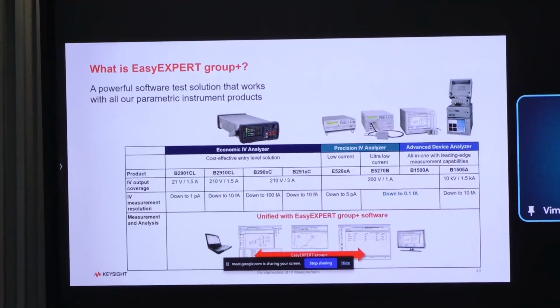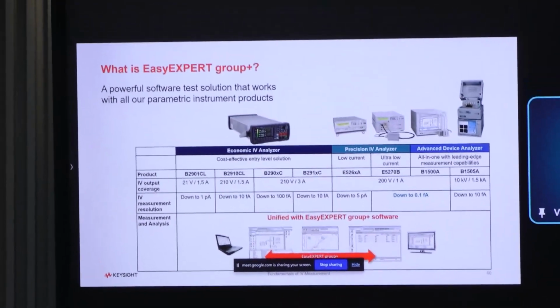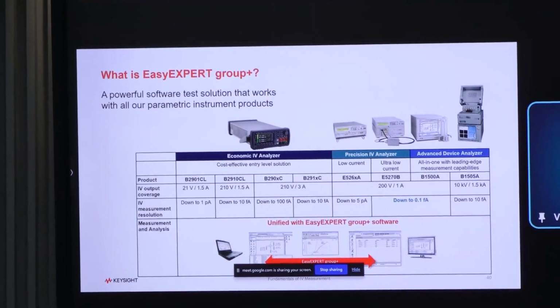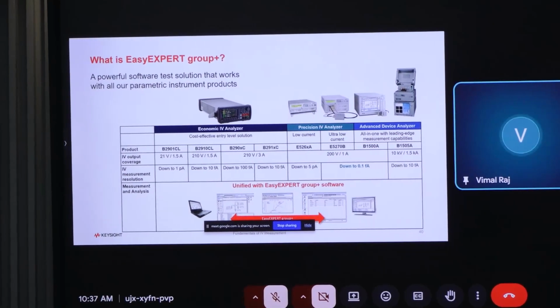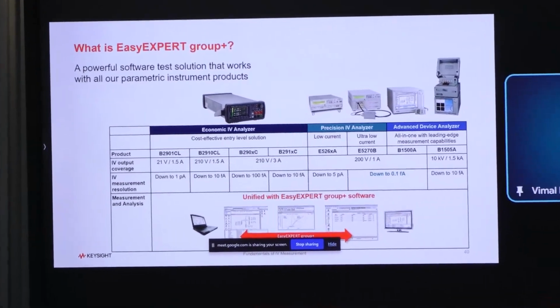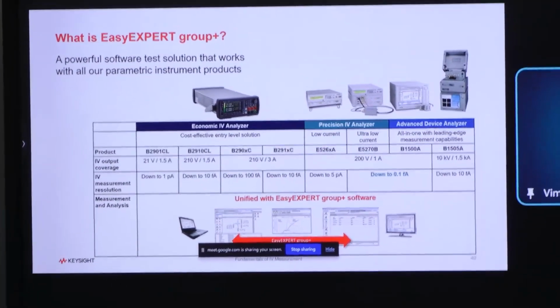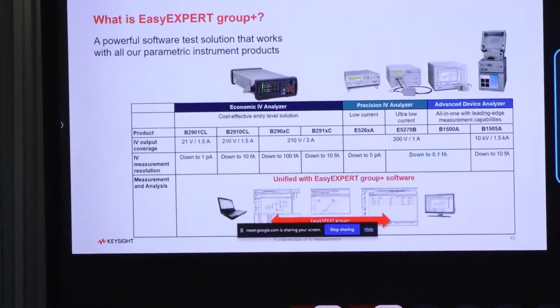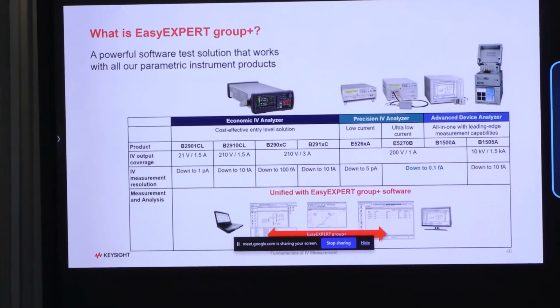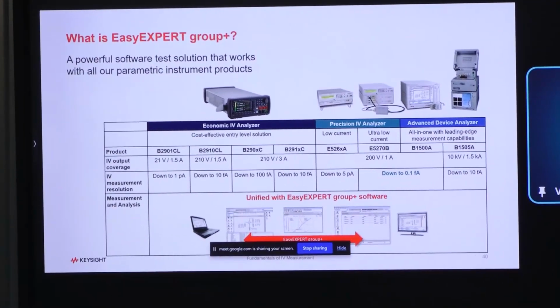And the same parametric we have in both categories. One more equipment, besides the 1500A, you can achieve 0.1 femtoampere. That will be one more important thing. For example, up to amperes you can achieve. The software will be the common tool. You can use it for SMU as well as the parametric analyzer.